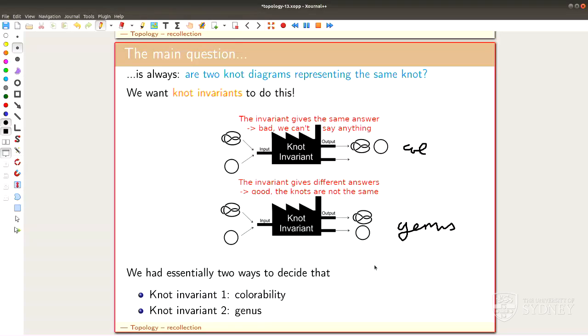So colorability was not really good. So 3-colorability in this case, but genus actually works. And again, genus always works for distinguishing a knot from the unknot. Genus is perfect for distinguishing knots from the unknot.